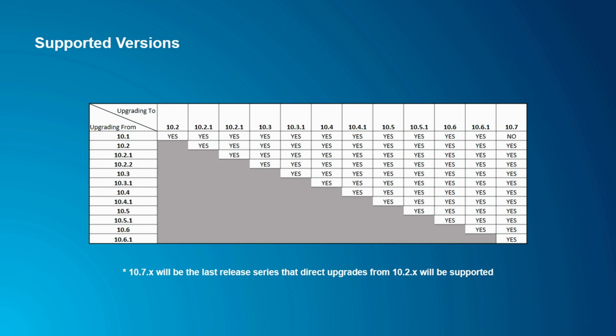Here we have a table of our supported versions. On the left column there we have a version upgrading from, and up the top row we have the version you're upgrading to. And just to note that 10.7.x will be the last release series that will support upgrading directly from 10.2.x.